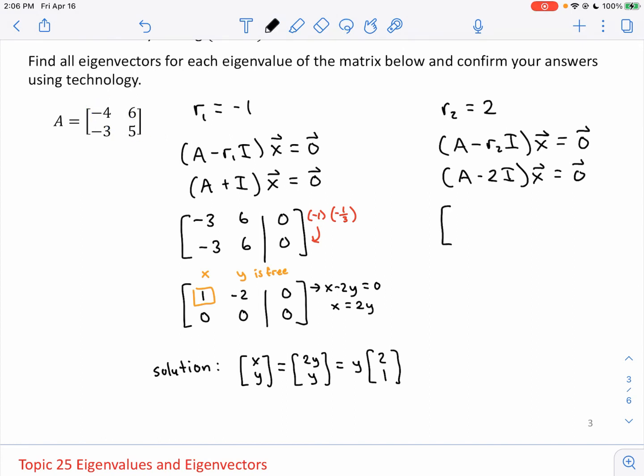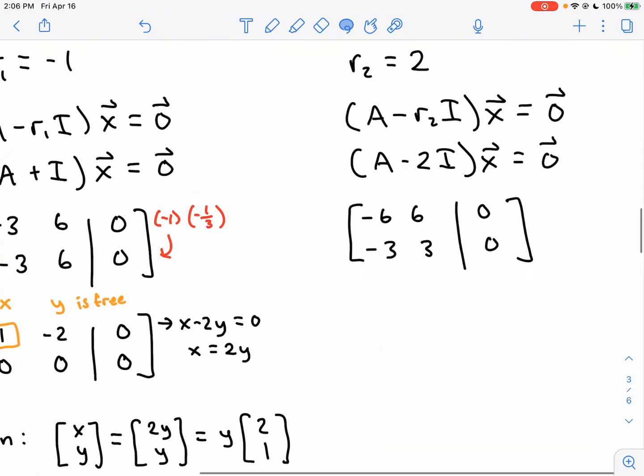Subtracting 2 from the main diagonal, I get -6, and then a 6, and then a 0 in the augmented matrix. Subtract 2 from the main diagonal, and for the second row, subtract 2 from the 5 position, so we have -3, 3. The other side of the augmented matrix, this side here, is the 0 vector. And now we want to put this in reduced row echelon form.